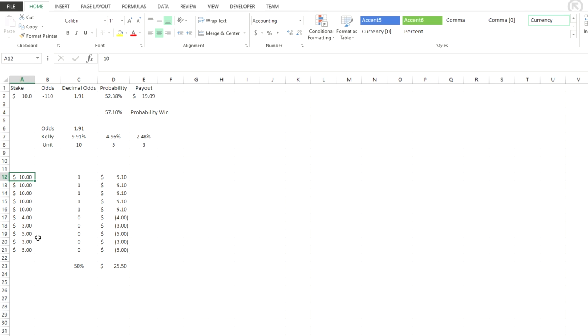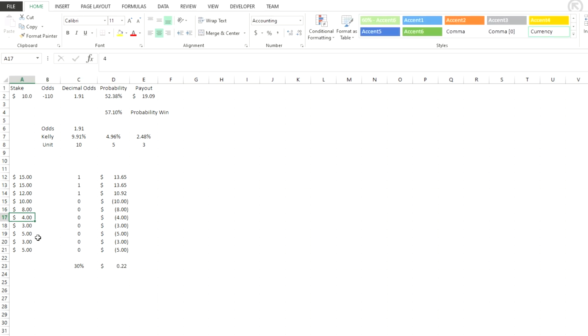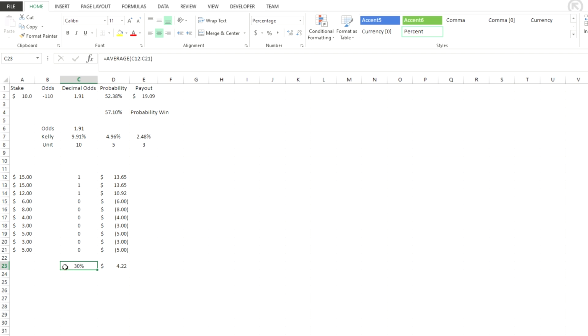Now, how this gets interesting is when I start to have lower win percentages but higher units. So let's say that I had a 15 uniter that won, a 15 uniter that won, and a 12 that won, but then I lost all the rest. Let's say I lost a 10, an 8, 6, 8, 4. So I only have 30% wins here if you look at win percentages, but I profited $4.22 in this example because of the units.